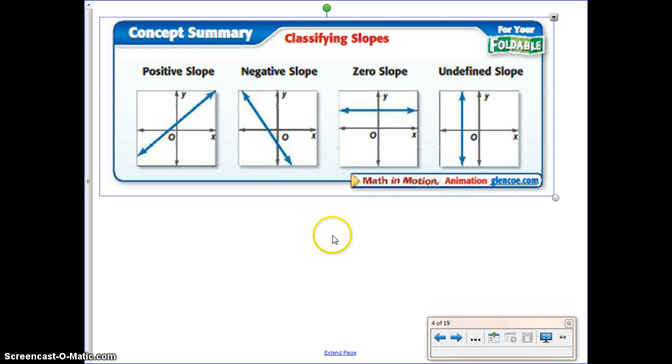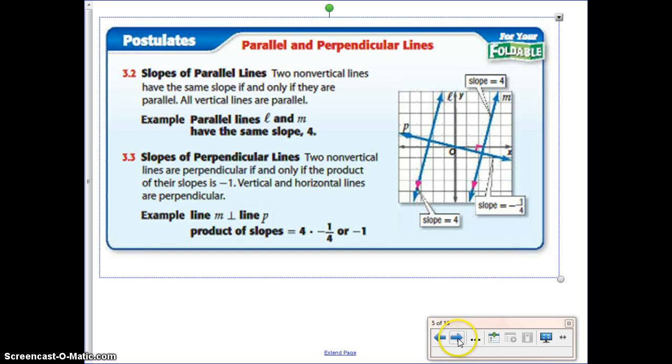Also, I know you know this, but a quick review: we read slope from left to right. So when it goes up from left to right, that's positive. When it goes down from left to right, that's negative. Straight horizontal lines are zero slope, and when we can't scale the wall, we call that undefined.